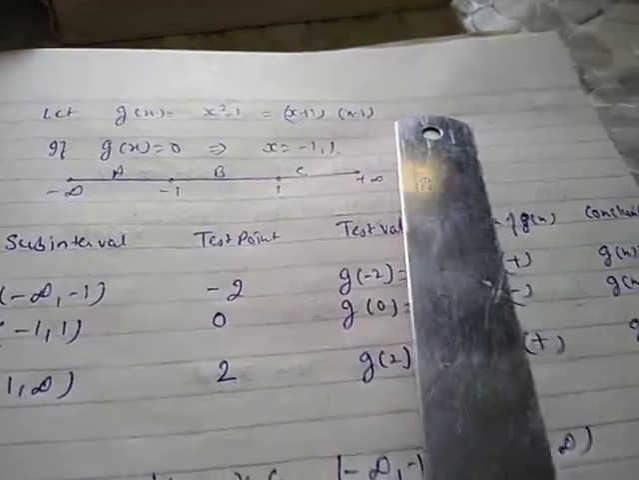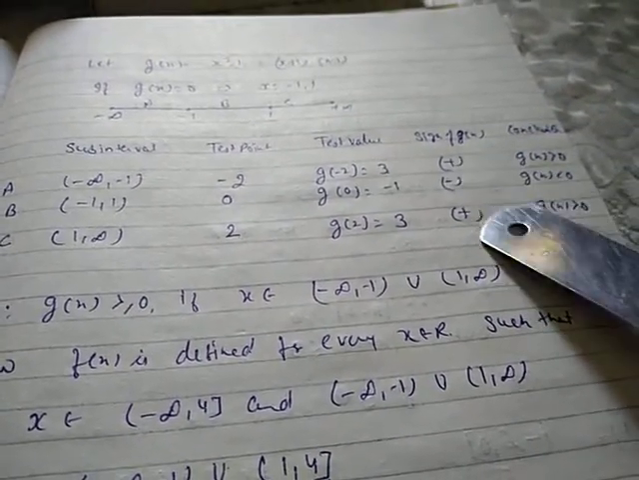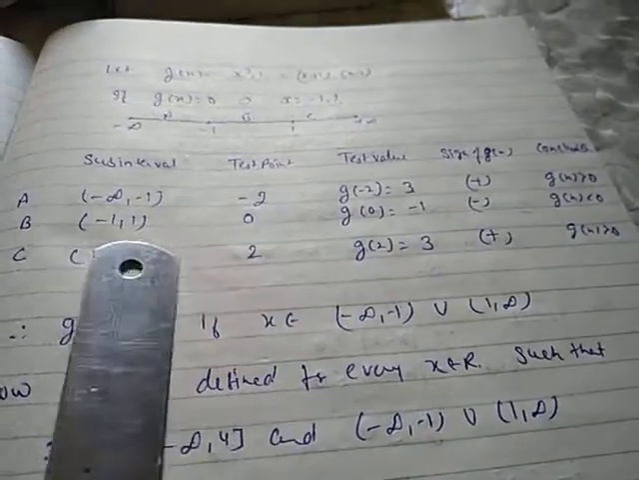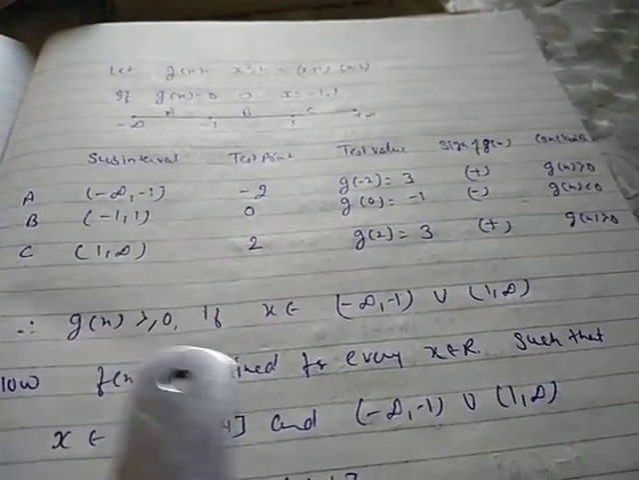Okay, now g(x) equals x squared - 1. This can be split into two linear factors. It will give you two points, -1 and 1. This is your -1 and 1. Three segments, three intervals are there, and then the testing points. In two segments it will give you a positive. So g(x) is greater than or equal to 0 in the interval of minus infinity to -1 and 1 to infinity.